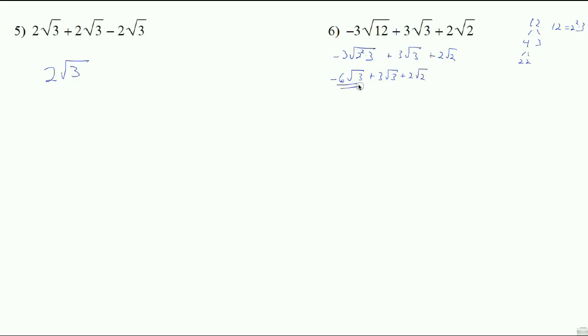And these two are like radicals because they have the square root of 3. So negative 6 plus 3 is negative 3 times the square root of 3. So we keep this the same. And then we have this plus 2 root 2, which we can't add because it's a 2 within the radical and not a 3. So there's the answer for that one.